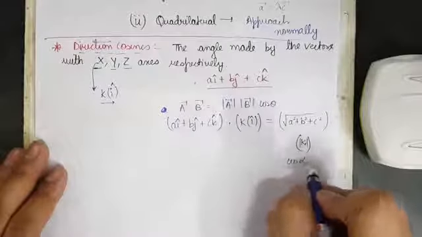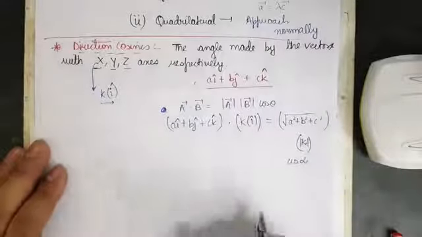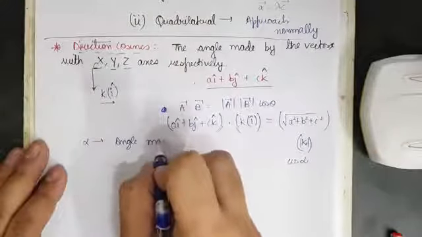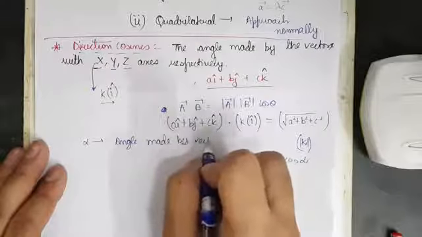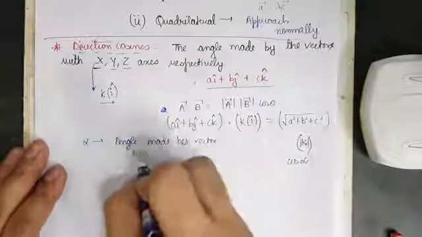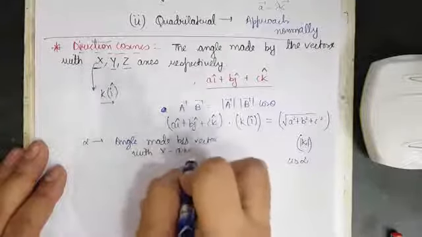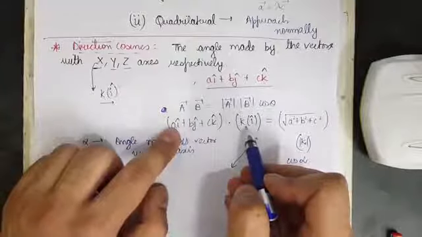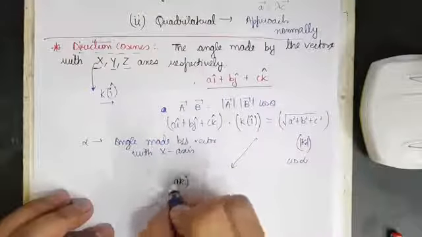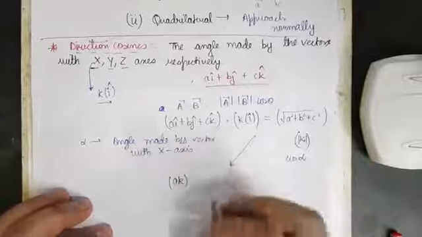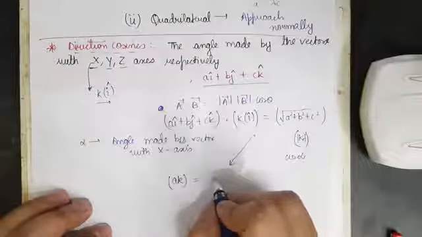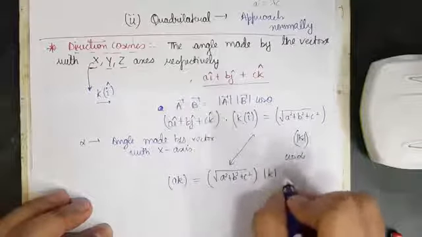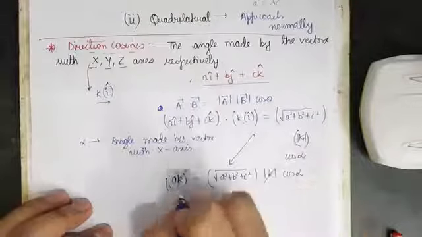So the modulus is mod k into cos theta. I'm taking theta to be alpha, where alpha is the angle made by the vector with the x axis, because it is a conventional term, so I'm taking alpha only. So we have generated this statement. Now solving it further, a i bar dot k i bar will be equal to a k, and the b j bar terms will all vanish because we don't have j terms there. This is equal to under root a square plus b square plus c square into mod k into cos alpha. So k and k get cancelled.